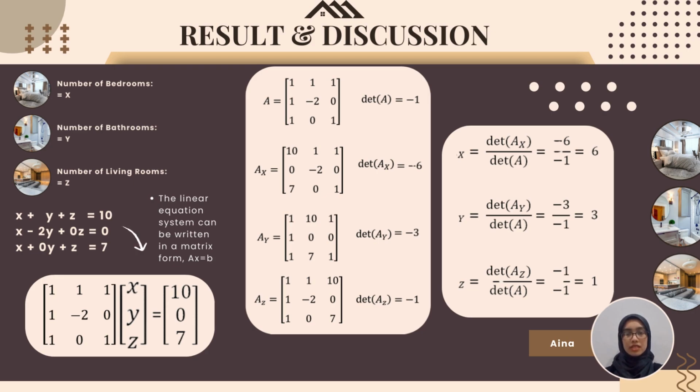As a result, the determinant of A equals negative 1. Since determinant of A is not equal to 0, we can find the values of X, Y, and Z using Cramer's rule method. To apply the Cramer's rule, we need to find the determinant of AX, AY, and AZ. We can also use the Sarrus rule method because the matrix for each of them is 3 times 3. At the end, the determinant of AX is equal to negative 6, determinant of AY is equal to negative 3, and the determinant of AZ is equal to negative 1.